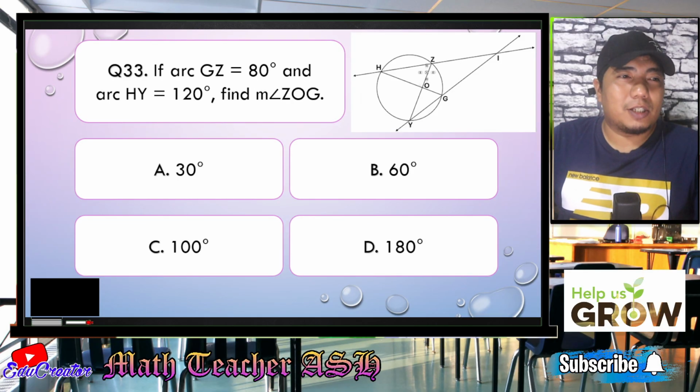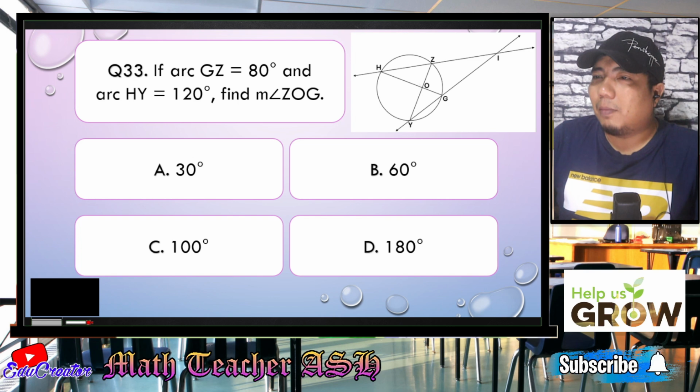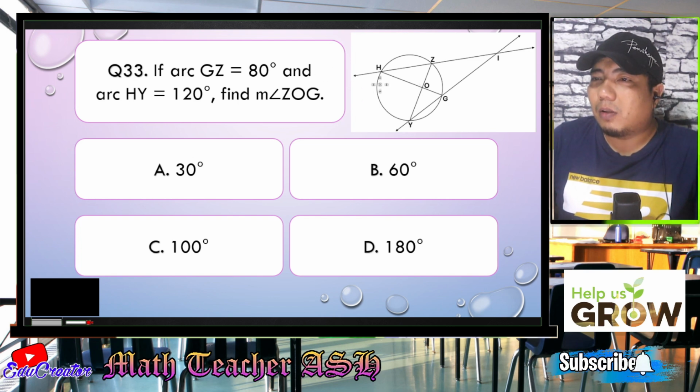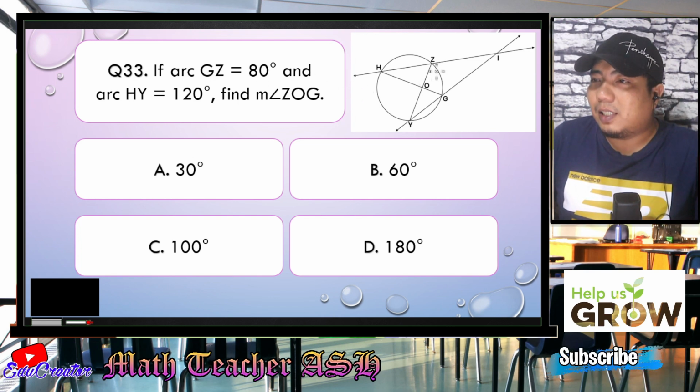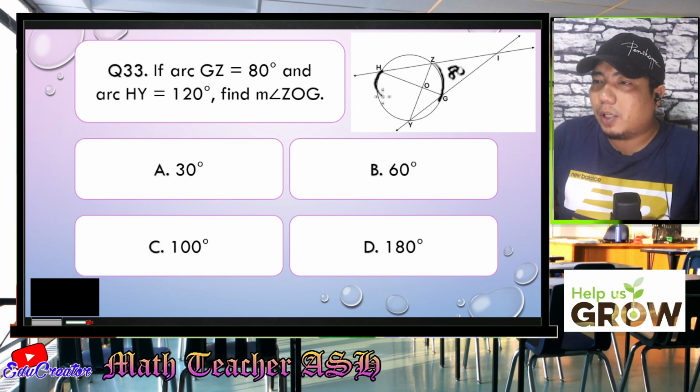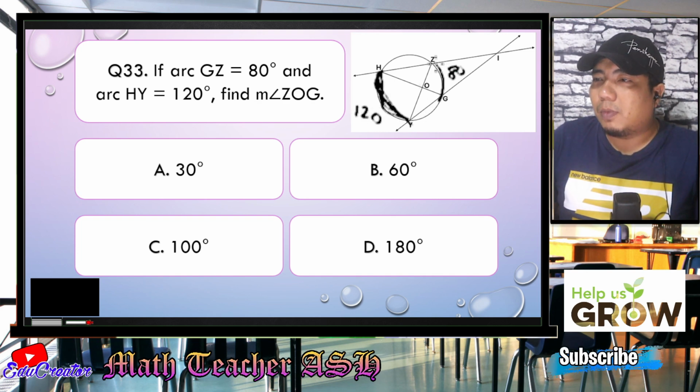Alright, math learners, in order for us to know the measurement, let's first talk about the measurement. So, arc GZ is 80 degrees. Arc HY is 120 degrees. Now, the question is, what is the measurement of angle ZOG? This is the angle being talked about.